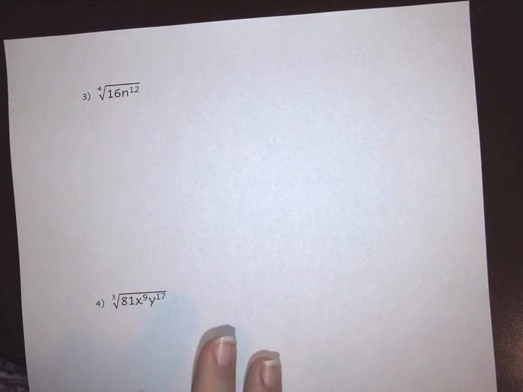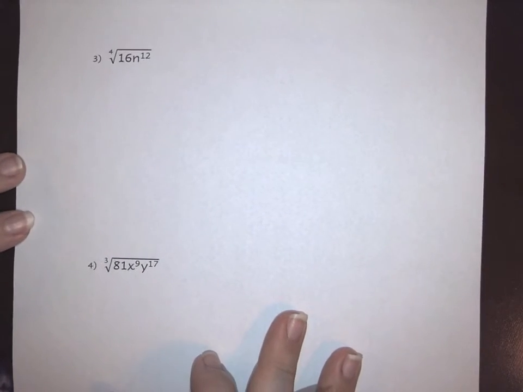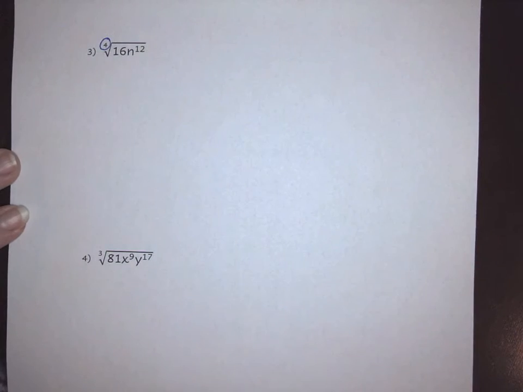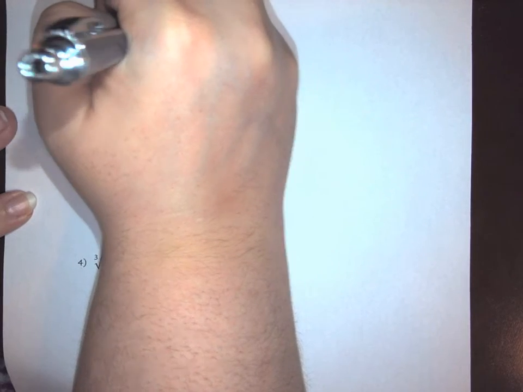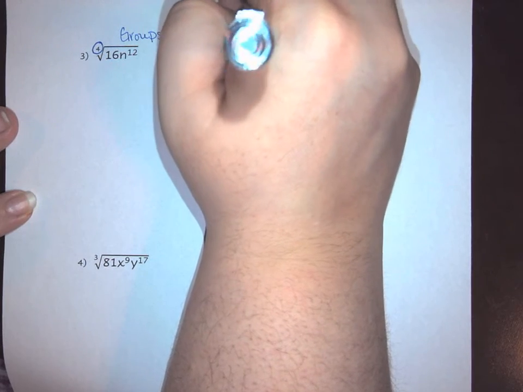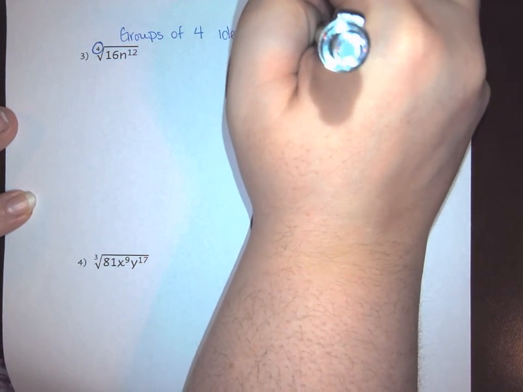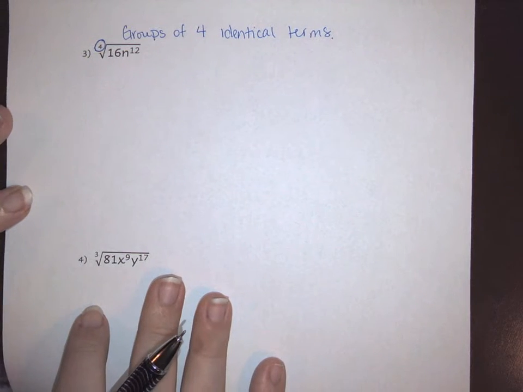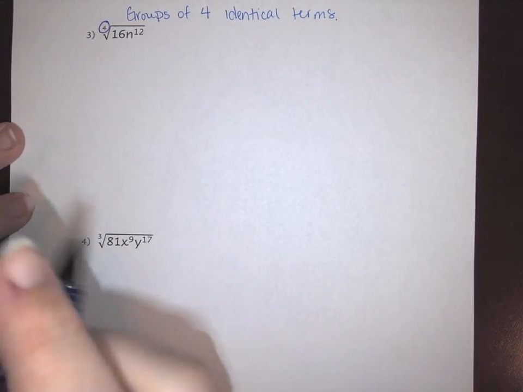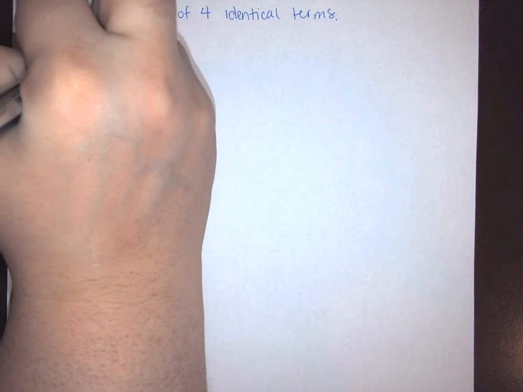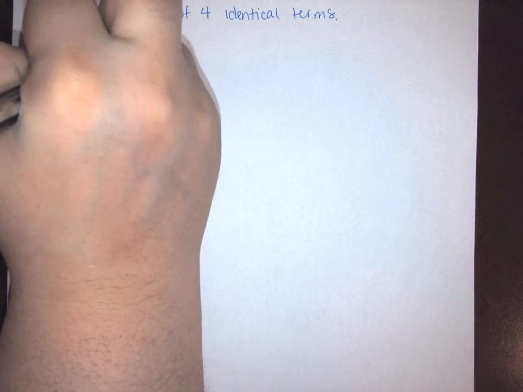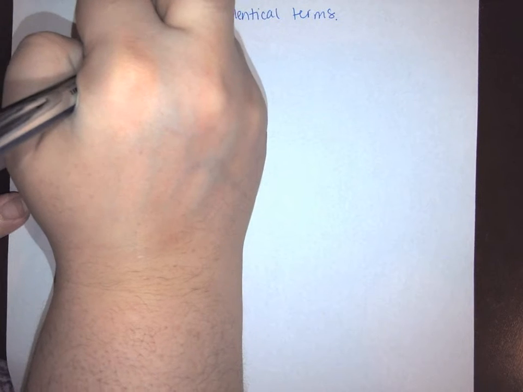Now let's look at what happens if my index is something other than 2. So notice here, this is my index term. So right there, my power. So here my index is 4. So this says that I want to make groups of 4 identical terms. So I have 16 n to the 12th. So just like before, I'm going to break it down into 2 pieces. So I have the 4th root of 16, and I have the 4th root of n to the 12th.